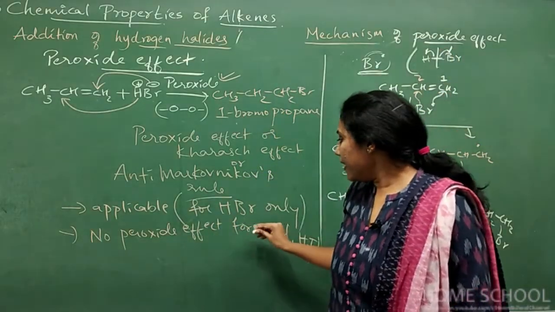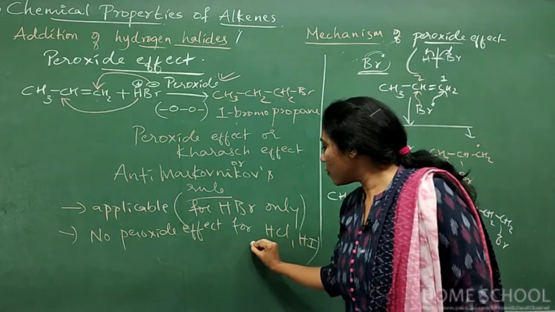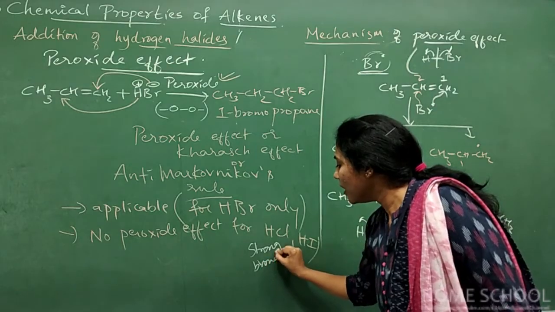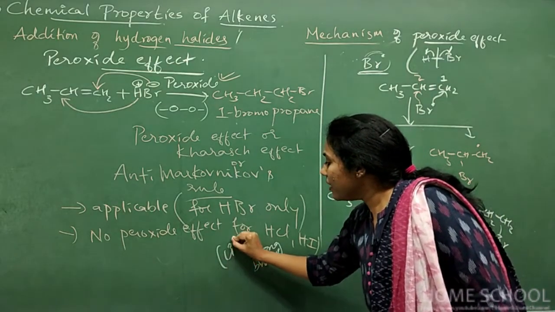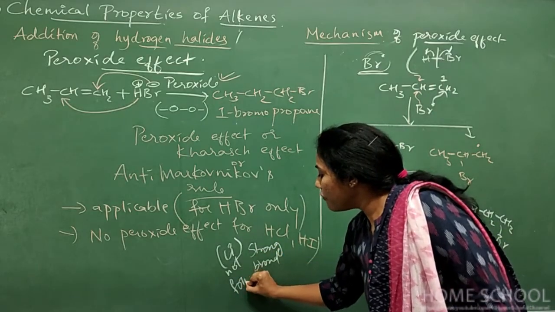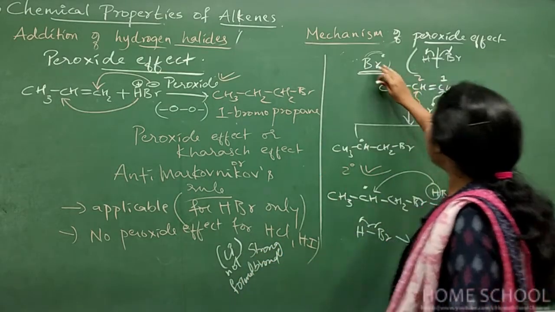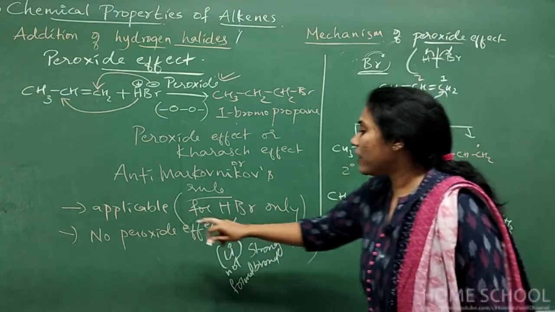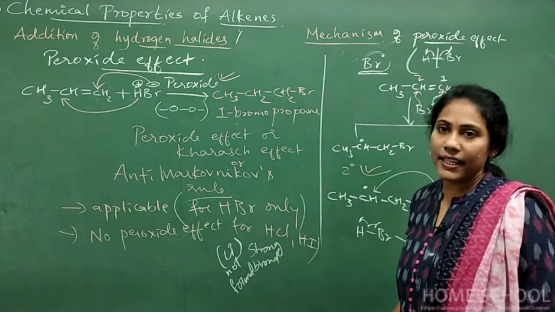Whereas HCl will have quite a strong bond, so Cl free radicals are not formed. When Cl free radicals are not formed, further reaction cannot occur, right? So that's why you will not see the peroxide effect for HCl.